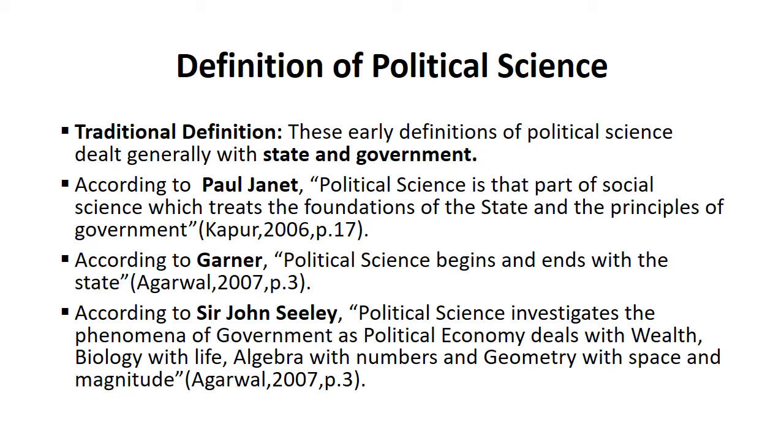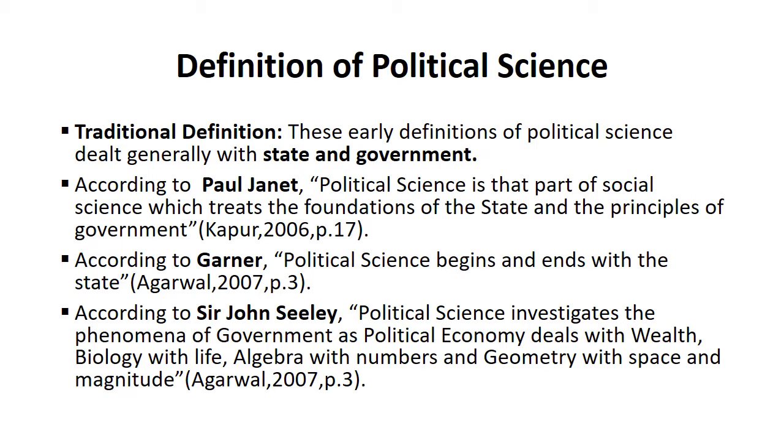First, we will look at the traditional definitions that have been provided by various political thinkers. These early definitions of political science basically focused on state and government. The traditional definitions were focusing only on state and government. So no other political institutions were added in these definitions. In other words, we can say that traditional definitions mainly focused on the state and the government.